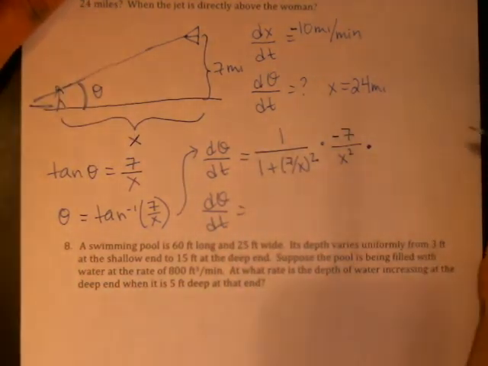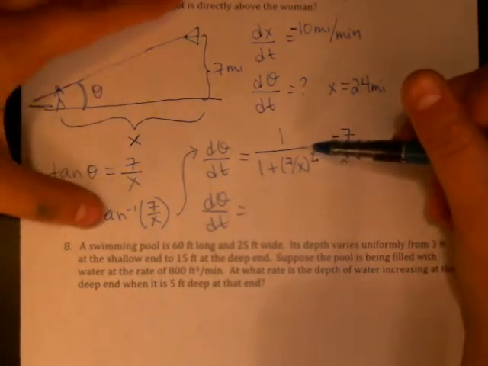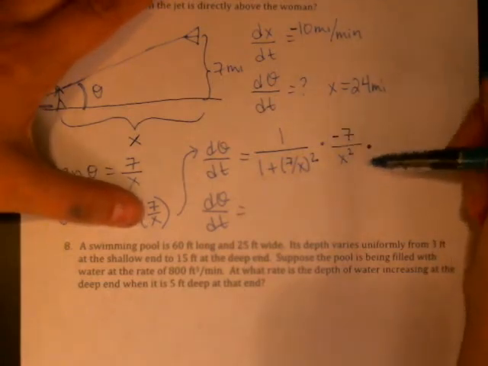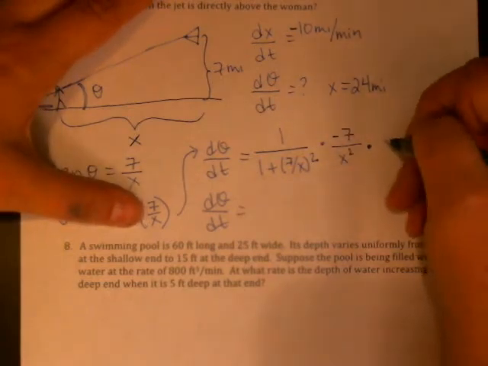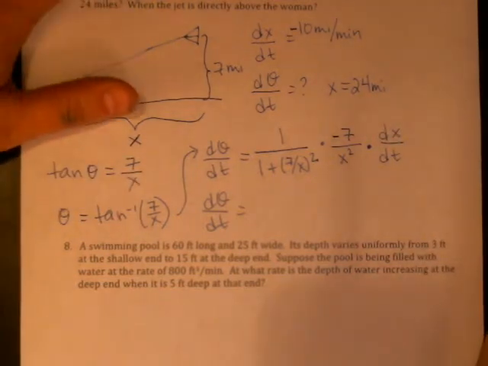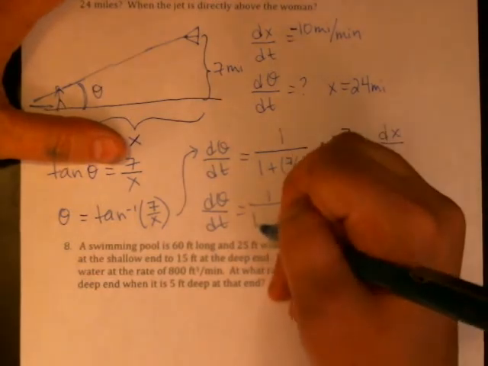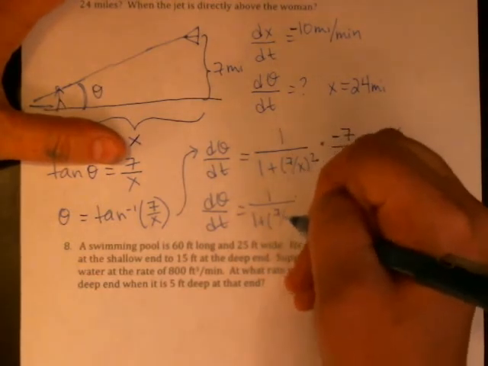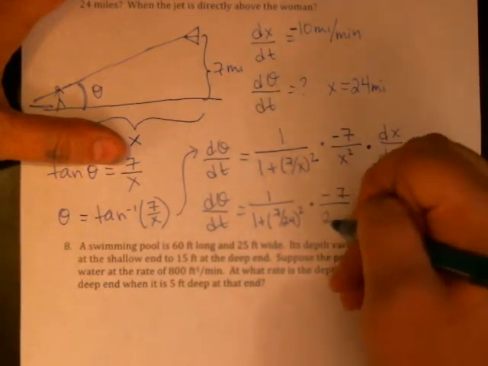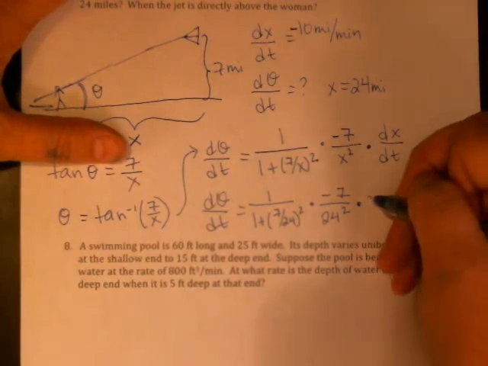Oh my goodness, I almost forgot something. I did one chain rule, but there's another. We took the derivative of the inverse tangent, that's the first part. We took the derivative of the 7 over x, that's the second part, but we never took the derivative of x. So there should be a dx dt. Shame on me. Okay, so we know that x is 24, and we know that dx dt is negative 10.